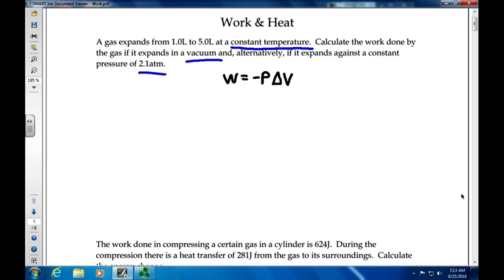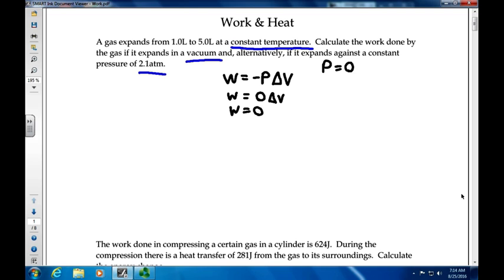In our first example, because it's in a vacuum, there is no pressure. So in example 1, which I'll use in black, pressure is equal to 0. Well, any number times 0 is going to be 0. So therefore, we can just plug this in. We don't even have to calculate the volume. 0 delta V is equal to work. Therefore, work is equal to 0.